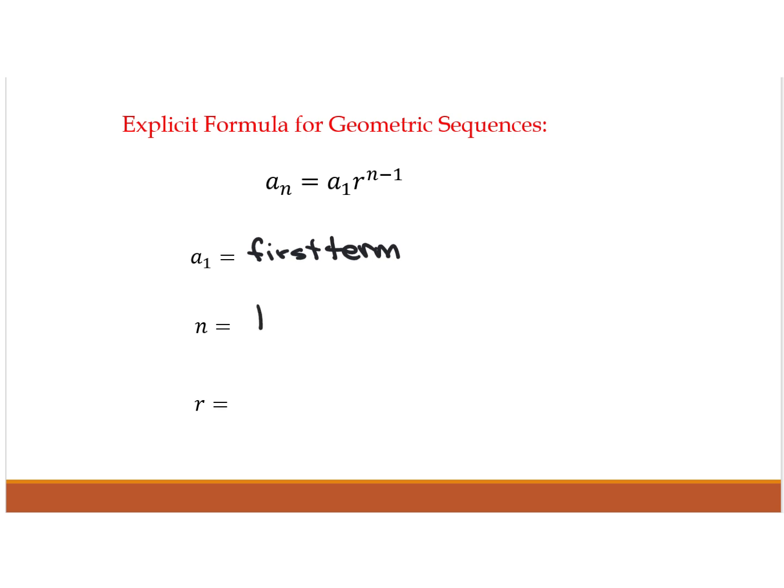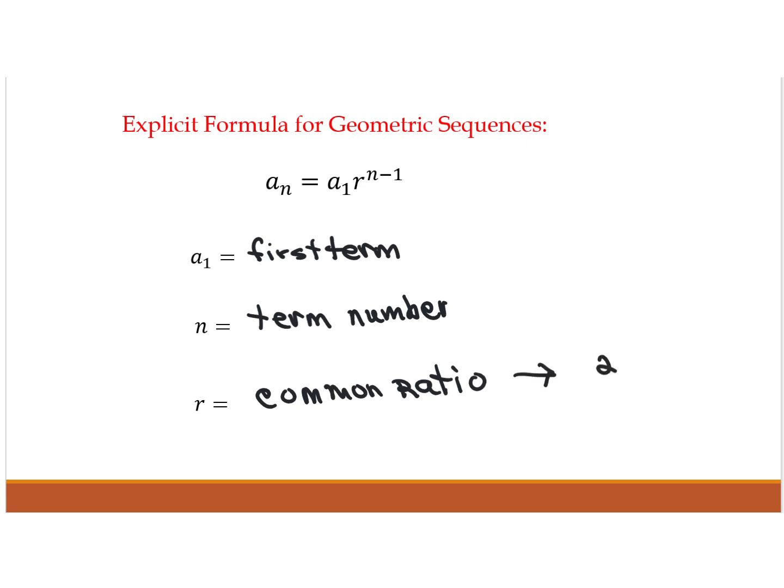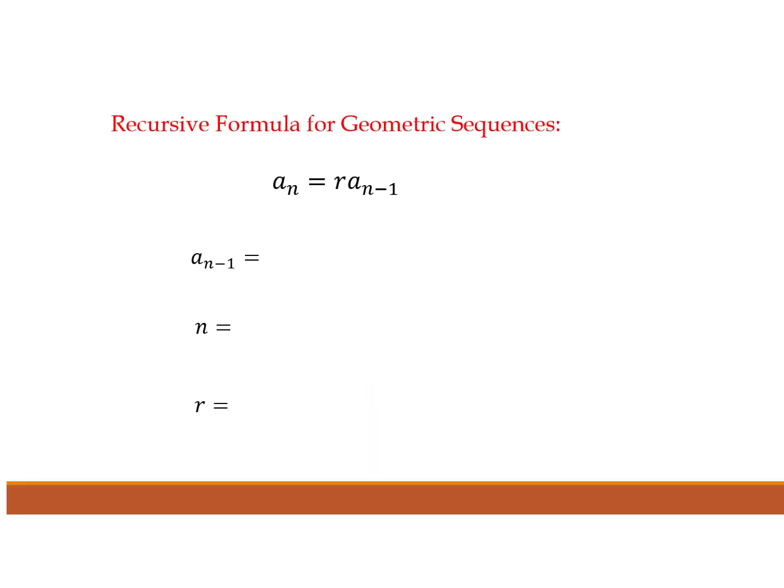n is the term number, and that would be like if you were finding a sub 5, the fifth term, n would have a value of 5. And r is going to be that common ratio. And to find that common ratio, we are going to be doing the second term in the sequence divided by the first term.